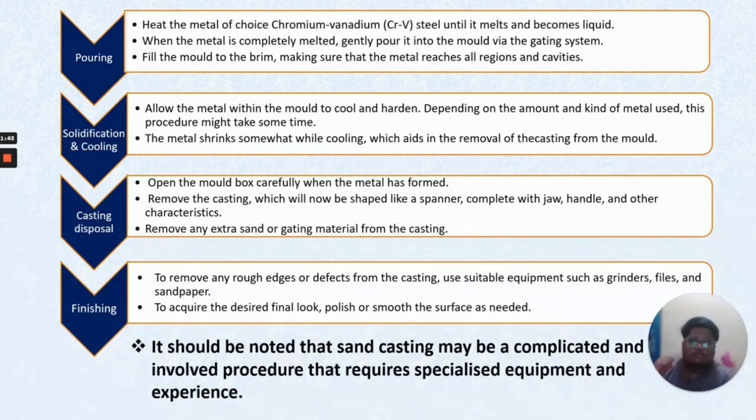Next, the casting is removed. Open the mold box carefully when the metal has cooled. Remove the casting and shape the spanner. Complete the jaw, handle, and other characteristics. Remove any excess material from the casting. Finishing removes any rough edges or defects from the casting. We use items such as files and sandpaper to refine the design. The finished spanner would be polished or smoothed on the surface as needed.